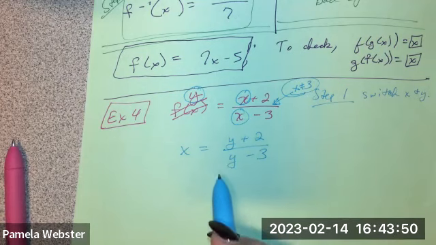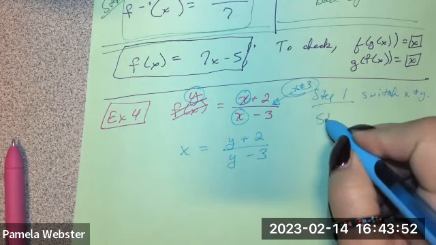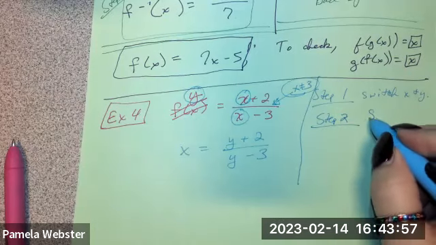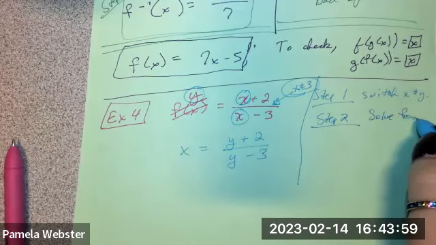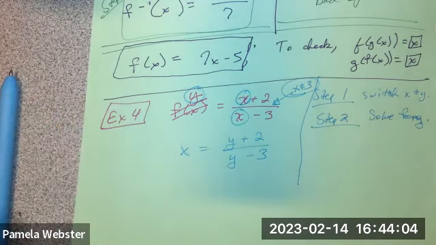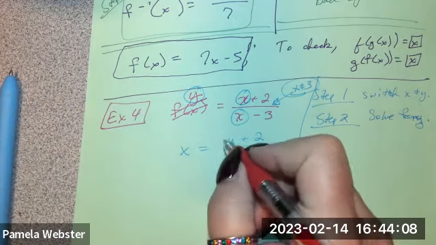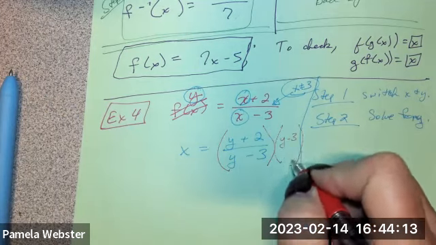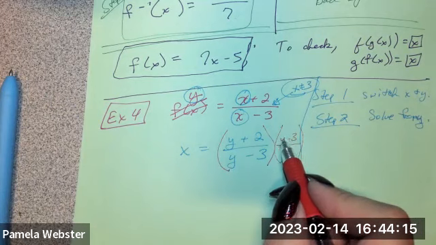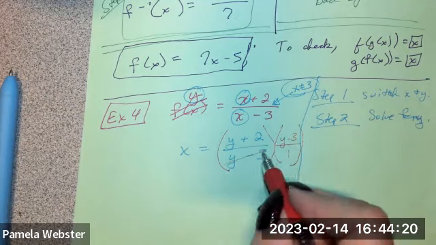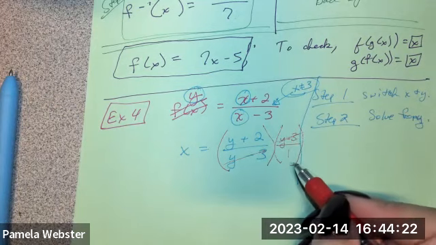We switched them, and then step 2 was solve for y. Okay, it's a little bit more complicated on this one because I've got this division. So how do I get rid of the denominator? The answer is you multiply by the denominator. It's technically on the bottom, so I can put y minus 3 on the top. And that way the bottom guy here and the top guy there will go away.